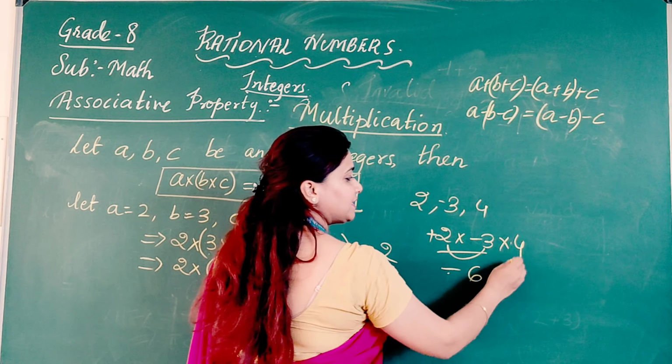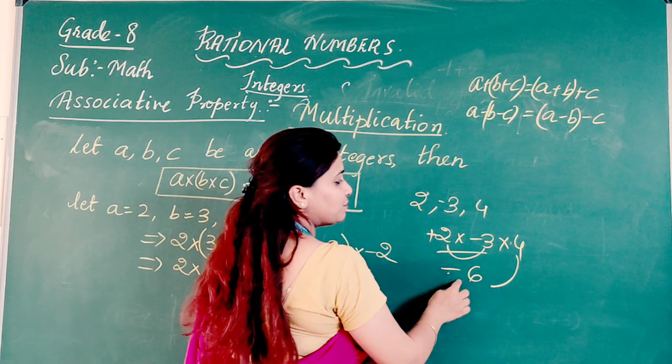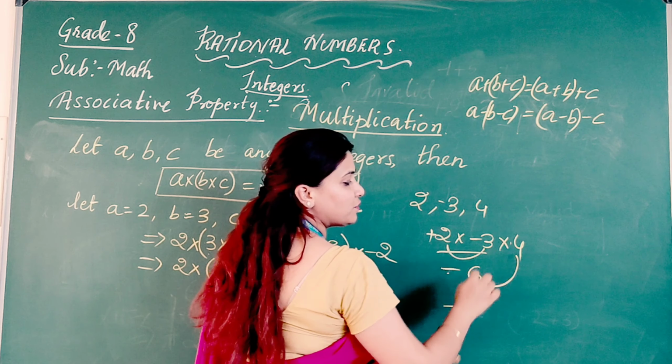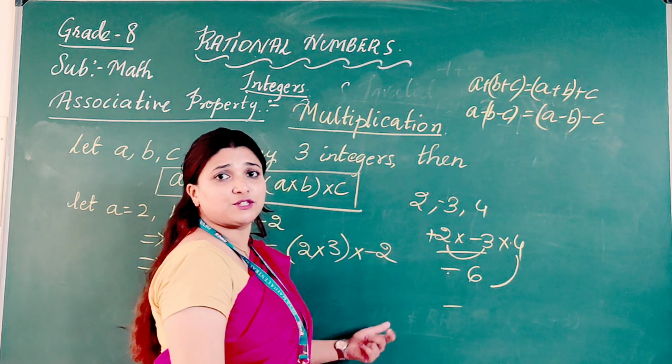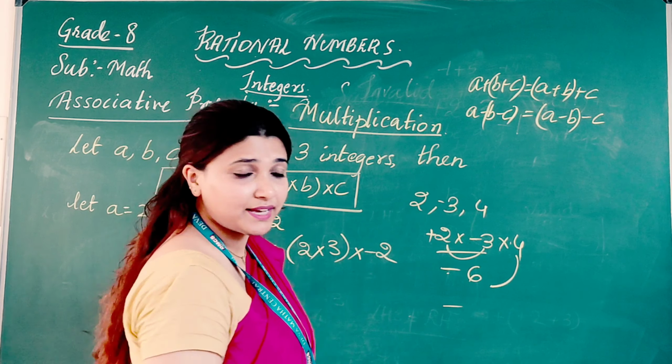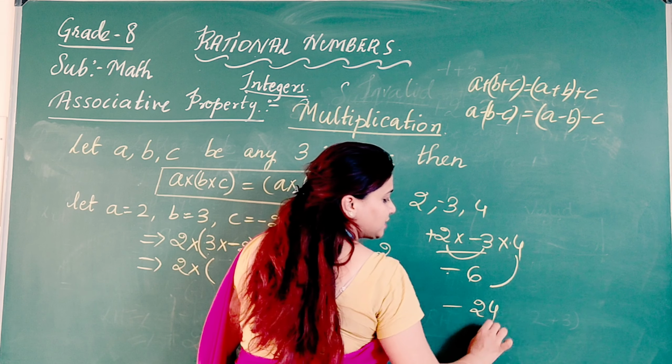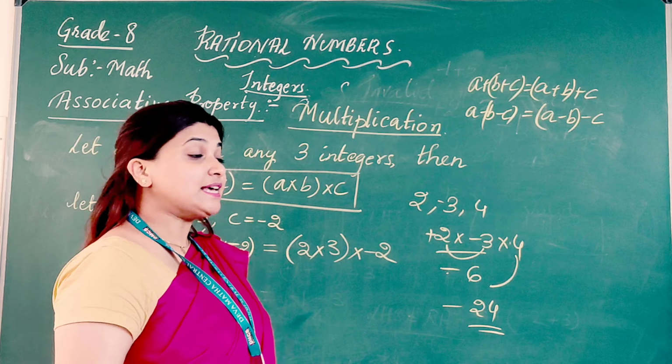Now, minus into plus is... now I have to solve these both, correct? So, minus into plus is minus. 6 1s are 6, 6 2s are 12, 6 3s are 18, 6 4s are 24. So, minus 24. Got it?